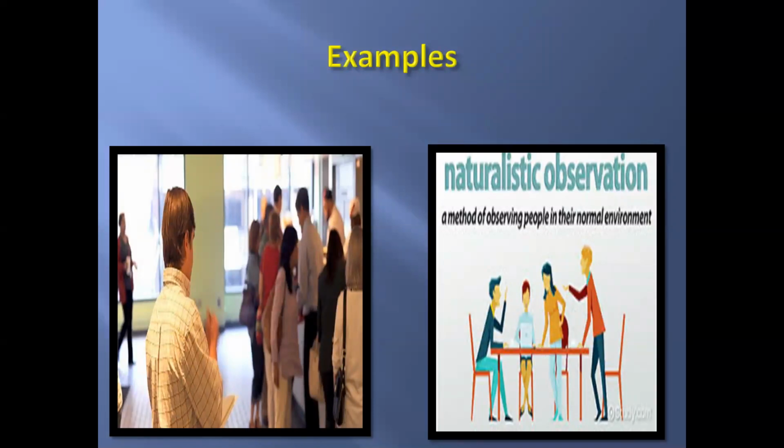As I was giving you an example, naturalistic observation is a method of observing people in their normal environment. That's how you learn, when you get to know how people generally behave. When you tell somebody that you're going to observe them, they're going to be very cautious. So here nobody's telling anybody that they're being observed. It's quietly done.